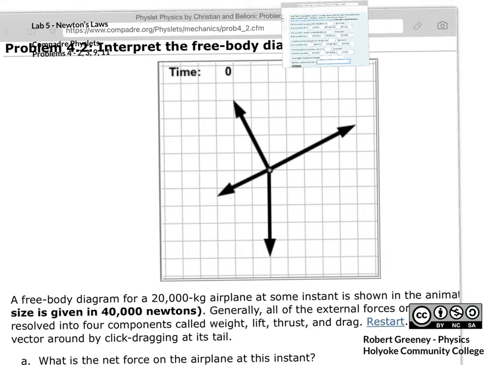And so in the questions that I minimized over here, you can get the components of all the vectors, add them all together, and see what the net force is. And then once you know the net force, you can make some statements about the motion of the airplane.